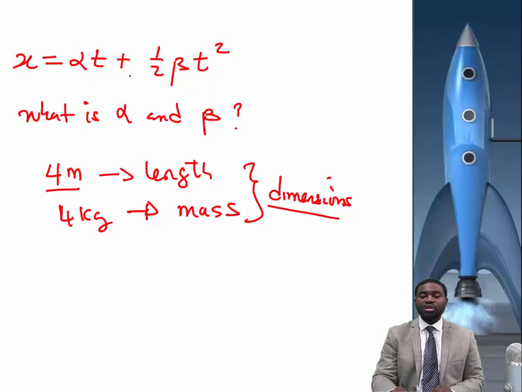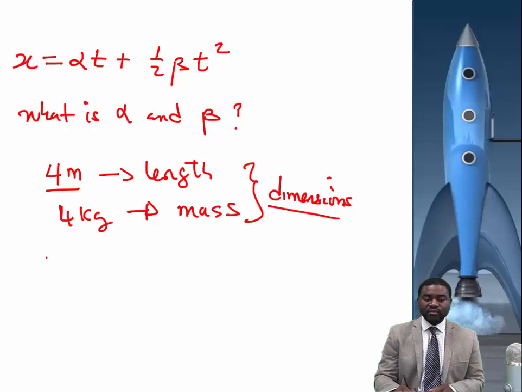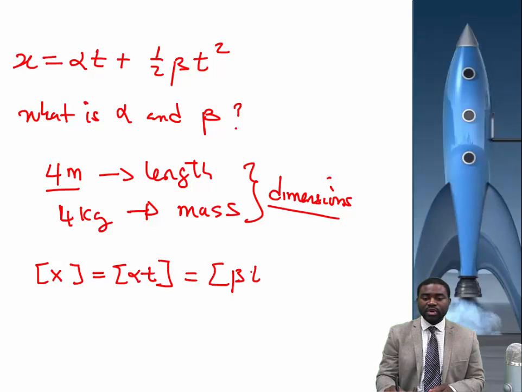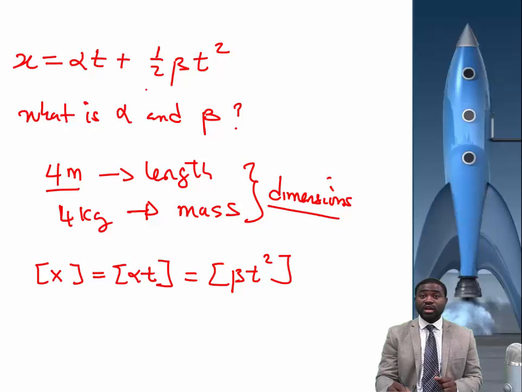So we are going to start by looking for the dimensions of alpha and what? Beta. Good. In order for us to add 2 or more quantities in science, they must have the same dimensions, right? That is a rule that you must remember at all times. When you add or subtract 2 terms, listen carefully, this will save your life. For you to add or subtract or equate 2 things, they must have the same dimensions. If that is true, then the dimensions of x is equal to the dimensions of alpha t, which is equal to the dimensions of what? Beta t squared. I have ignored this half because numbers are dimensionless.